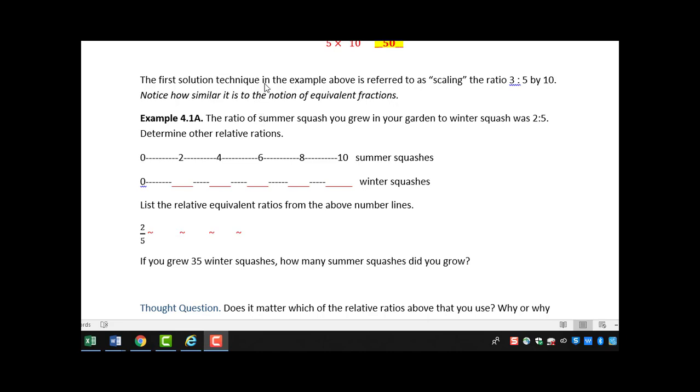Now I'm going to stop this tape here and pick up on 4.1a and go through. We're going to have to do some of the actual problems now. But there is a background to the whole chapter. It's really about ratios.